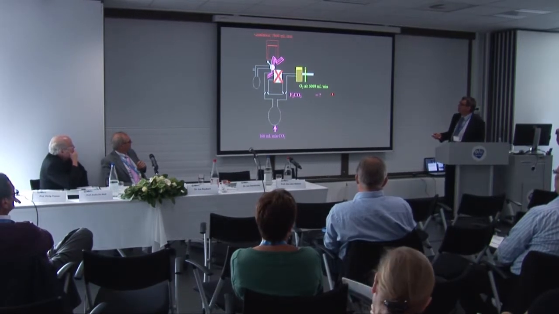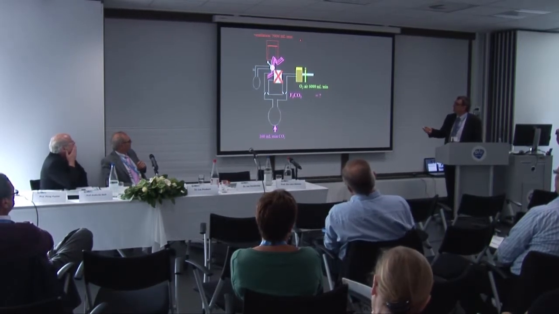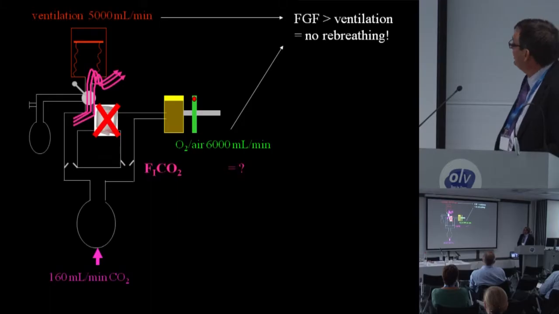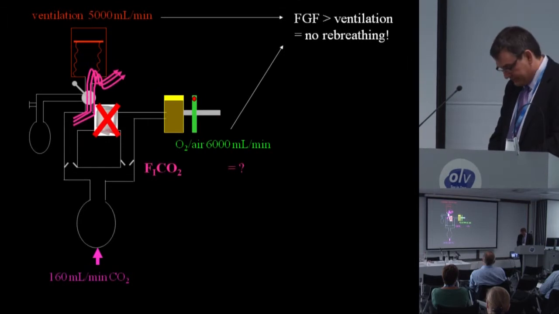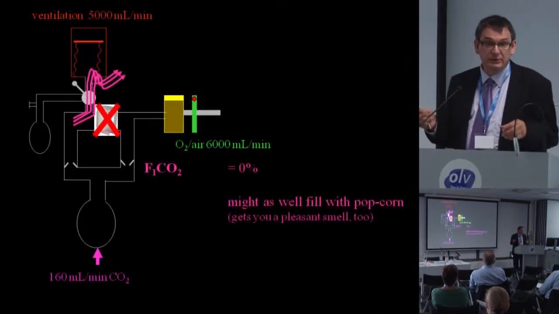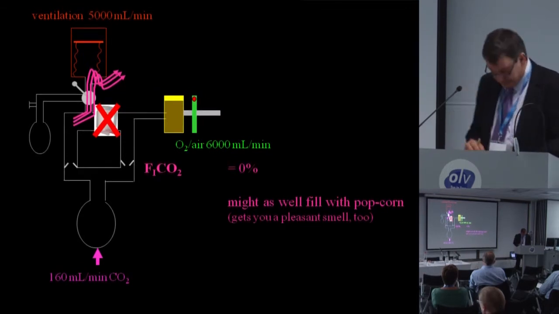What if I use a fresh gas flow above minute ventilation? Well, then there will be no rebreathing, obviously, and the FiCO2 will be 0, so you might as well fill up your canister with popcorn, and it will give the patient a nice smell too. And actually, I remember reading this in an abstract a long time ago. Somebody did it.